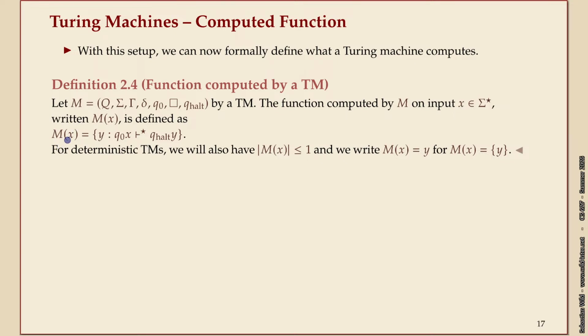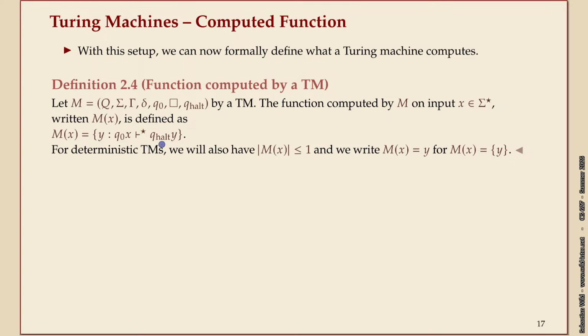The function is all possible strings y that I can reach if I start in the starting state of the machine with x on the tape and nothing else. And I can, with an arbitrarily long sequence of steps, so the star again means the transitive reflexive closure in fancy speak, but really an arbitrary number of executions or iterations of this relation, reach from this the halting state with y to the right.